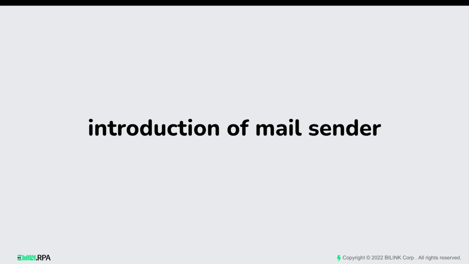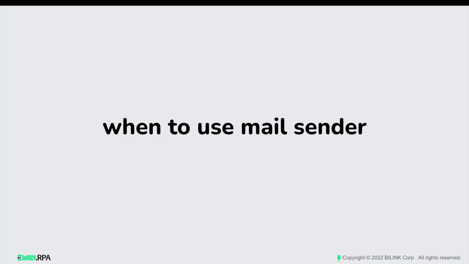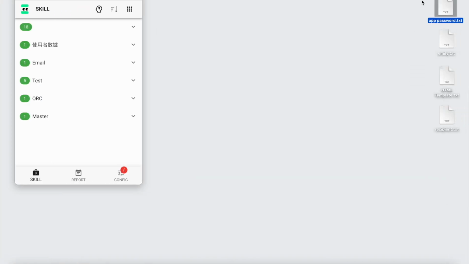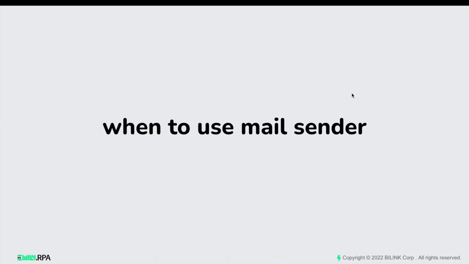In this video, we will introduce how to use the mail sender. When your automation workflow requires sending notification emails, you can use this module. However, please note that before using it, refer to the Setup App Password video in the information section to set up the app password first, and then continue learning the content of this section.